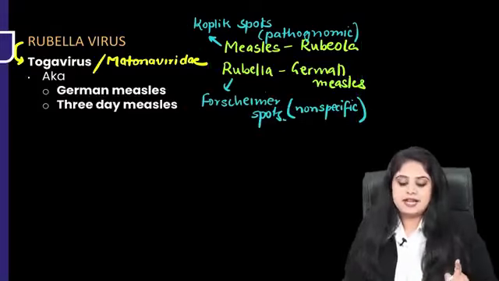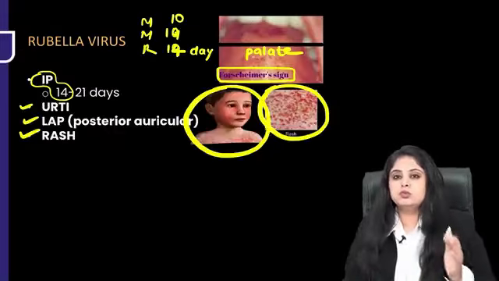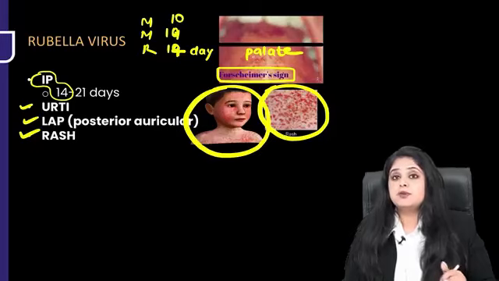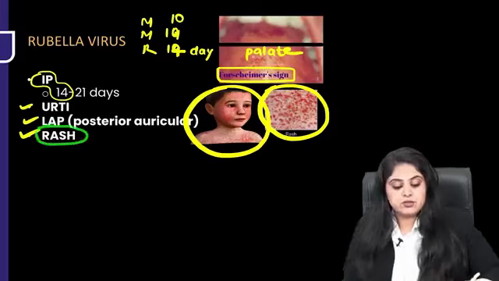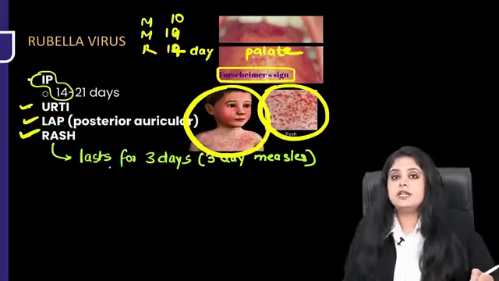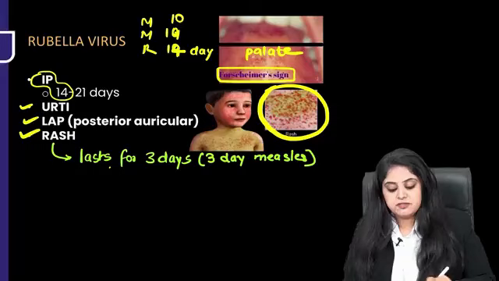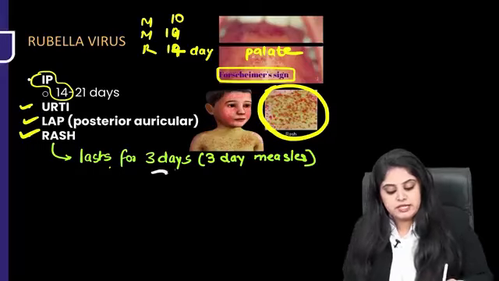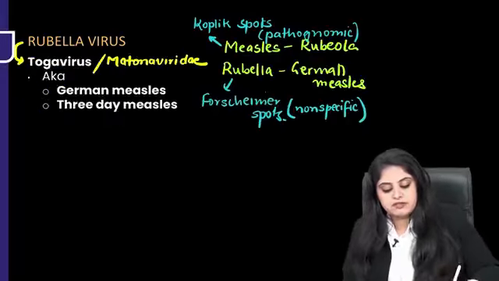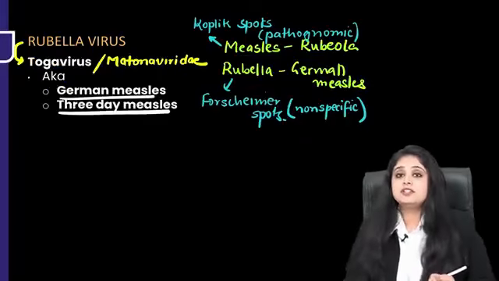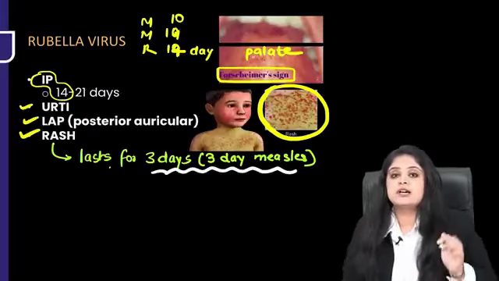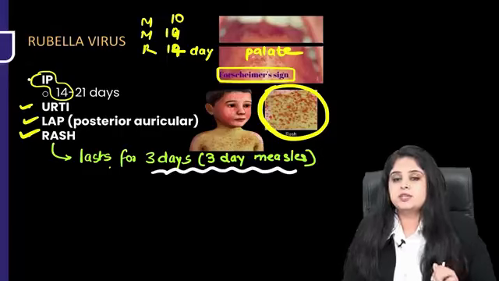If you talk about pediatrics, all this information will just go through. What is important from pediatrics is the rash. This rash classically lasts for 3 days, and that is why we also call it a 3-day measles. Did you notice in the previous slide along with German measles, I had written 3-day measles because the rash lasts for 3 days. That is a pediatrics question.